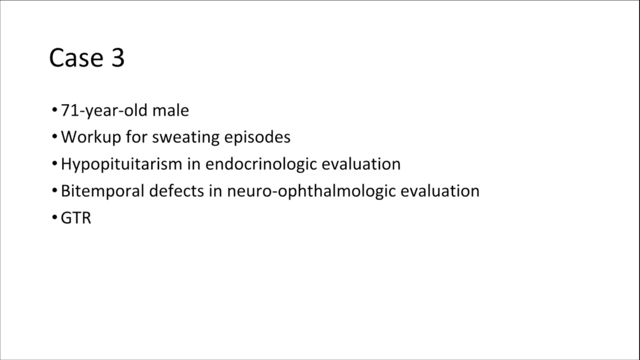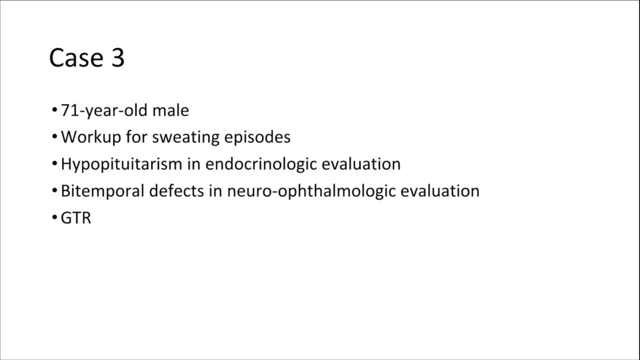All right, let's move to case number 3, which is a 71-year-old male. He was having a workup for sweating episodes, and they found hypopituitarism in the endocrinologic evaluation, and he also had bitemporal defects in the neuro-ophthalmologic examination, meaning probably that you had a large lesion compressing the optic chiasm. That's another symptom of sellar tumors. You have a compression of the chiasm from below.